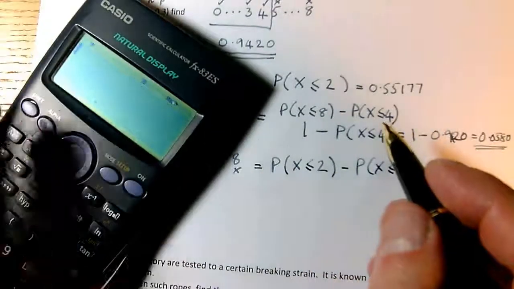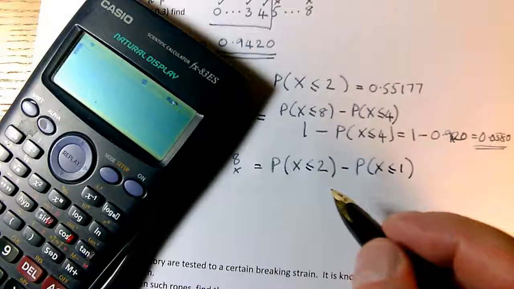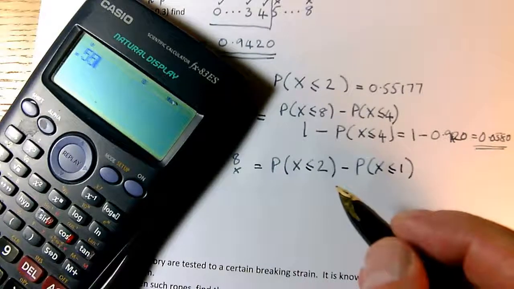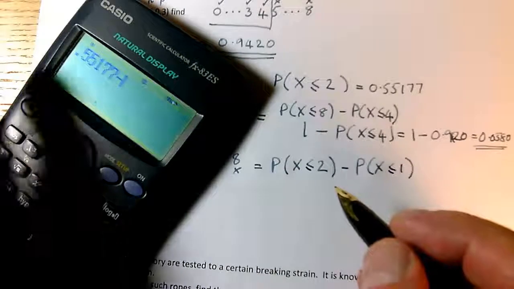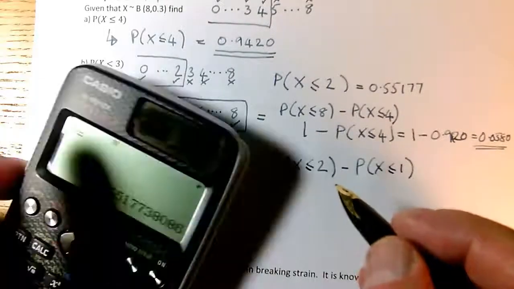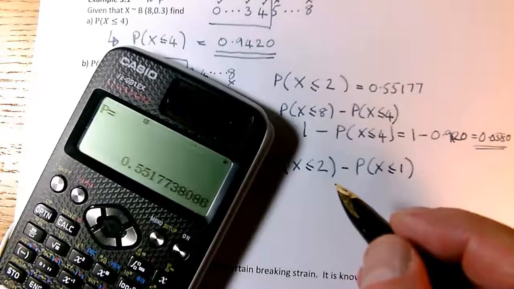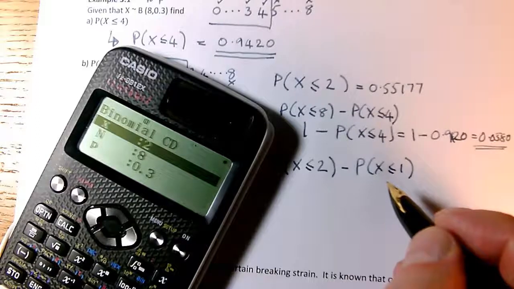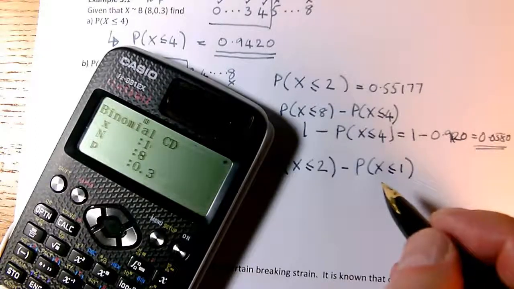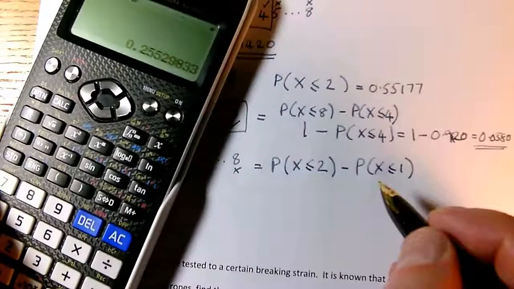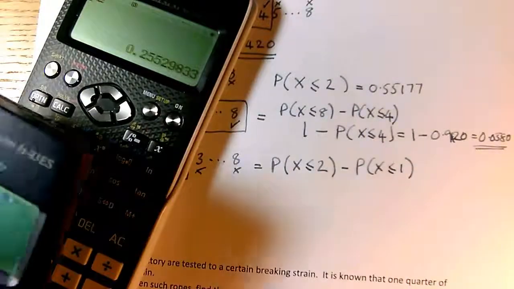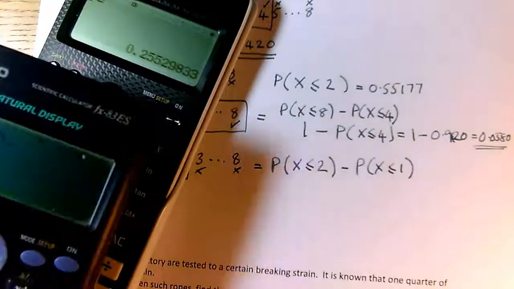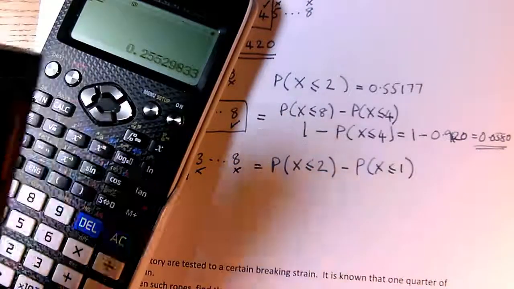So on my second ranking calculator, I put 0.55177. Okay, and to find out what I need to take away, I come back to my clever calculator, and I say, okay, I want the probability of x being less than or equal to 1. N and P don't change, so I just put 1 in, press equals, and I get 0.25529.